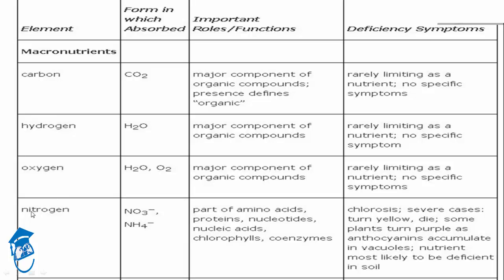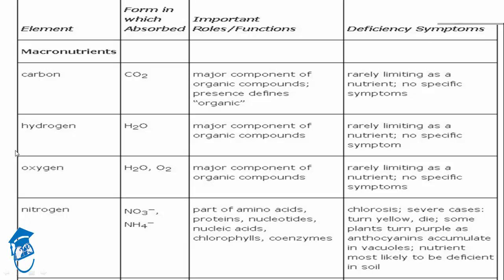Nitrogen is absorbed in the form of nitrate and ammonium ion. Okay, that is NO3 minus and NH4 plus. What's the role of nitrogen, students? Nitrogen is a part of amino acids, protein, nucleotides, nucleic acid, chlorophyll and coenzymes.